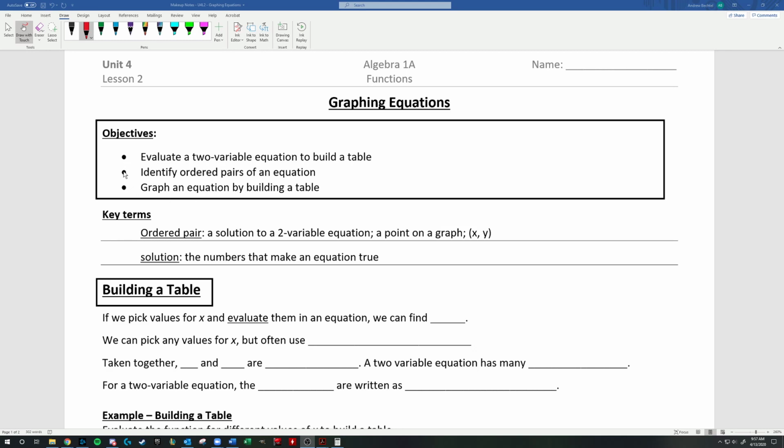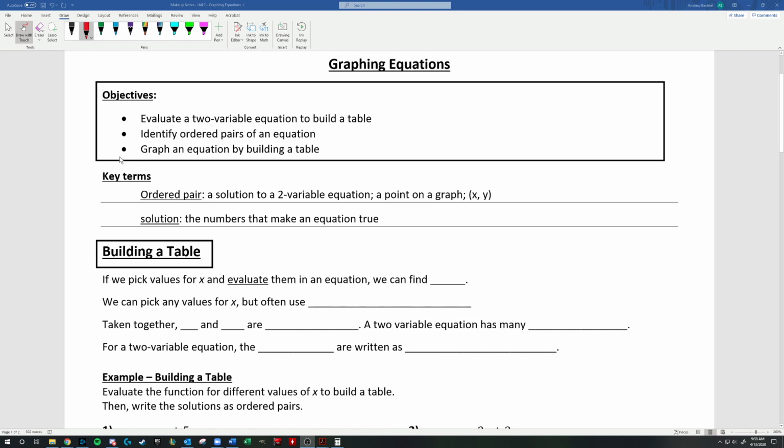These three skills are connected because ordered pairs for an equation are the same thing as the solutions. And we see that in the definition. An ordered pair is a solution to a two-variable equation. It also points to a specific location on a graph. It is a point. We write those as an ordered pair (x, y). A solution is the numbers that make an equation true. So x and y together would make the equation true. We show that with a point on the graph.